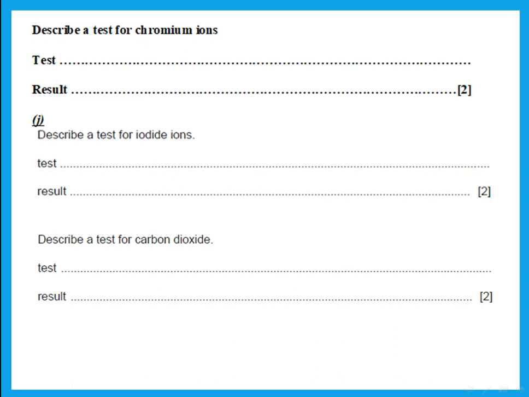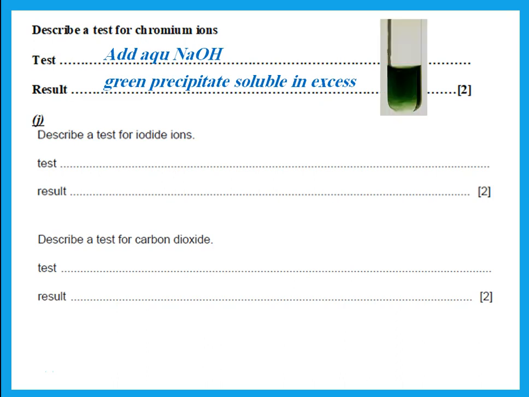Describe a test for chromium ions. Again, add aqueous sodium hydroxide. With chromium ions, we get a green precipitate. But remember, for chromium, the green precipitate dissolves. Green precipitate soluble in excess. For iron 2, remember we said we also get a green precipitate, but for iron 2, the green precipitate is insoluble in excess. It will remain. For chromium, it will disappear and form a green solution.